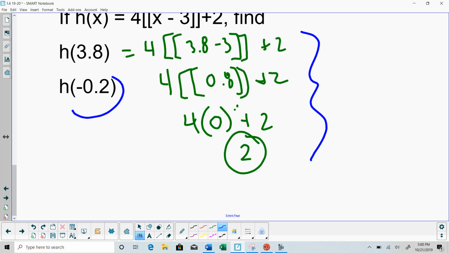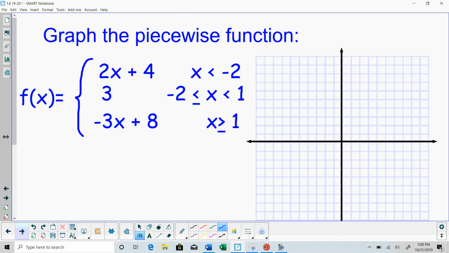All right, I'll let you do this one on your own. Let's move on. This time we're graphing this piecewise function. We're graphing the function f of x equaling 2x plus 4 if x is less than -2. So that's y equals 2x plus 4. The y-intercept is 4, slope is 2, so up 2 to the right 1, up 2 to the right 1, and so on. Down 2 to the left 1, down 2 to the left 1, and so on.